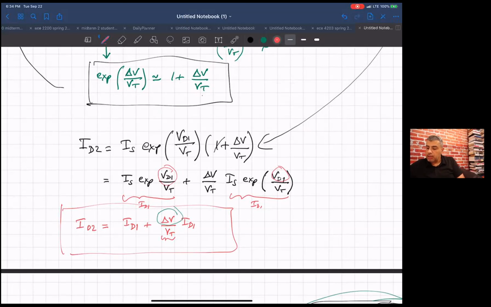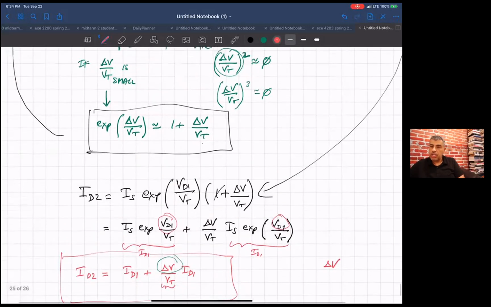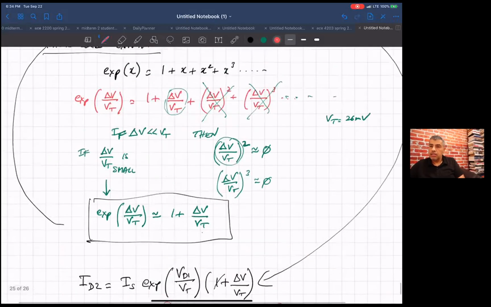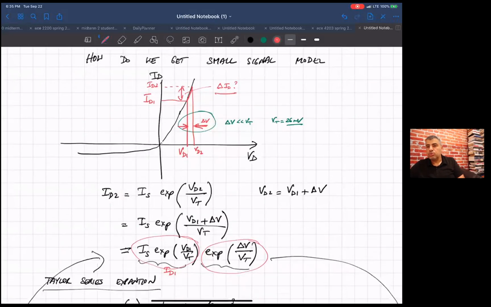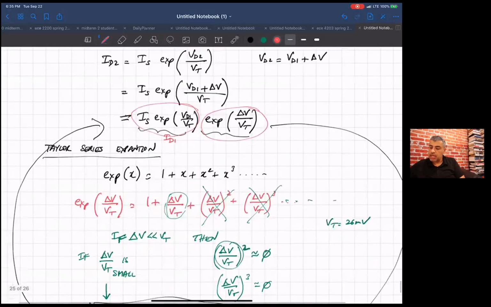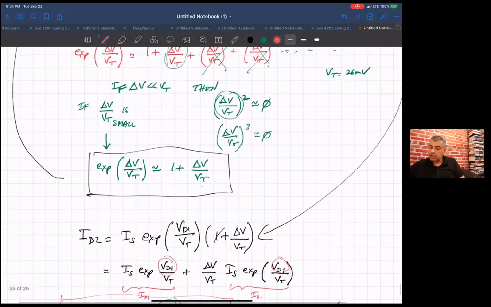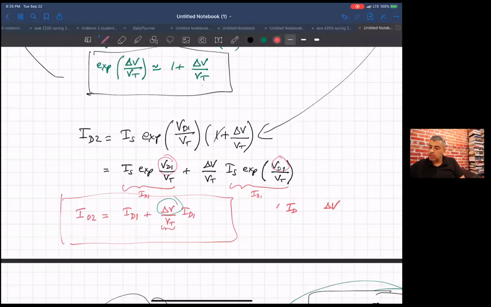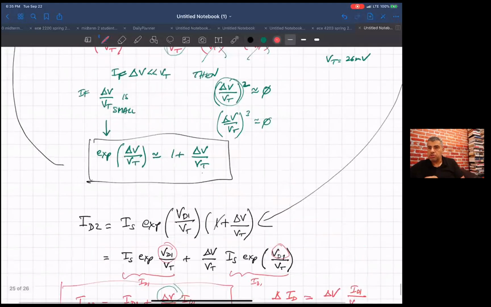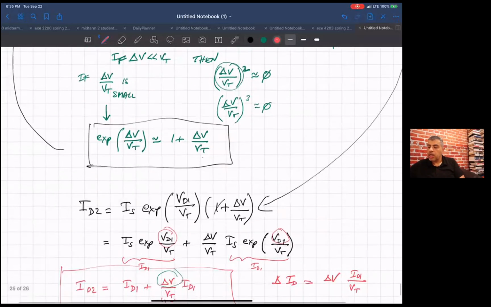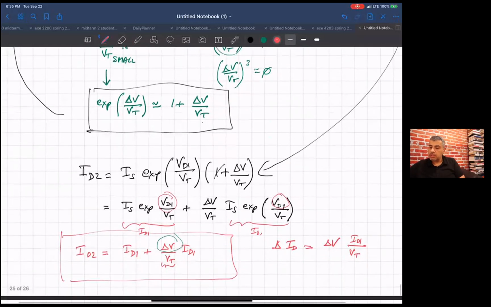We knew this delta V, that change, and we were looking for delta I. Instead of going through and calculating a new I_D2 with exponentials and natural logs, we just have this really simple relationship: delta I_D is delta V times I_D1 over V_T. With the assumption that delta V is much smaller than V_T, I got rid of the exponential, and now I've got a much easier calculation ahead of me.